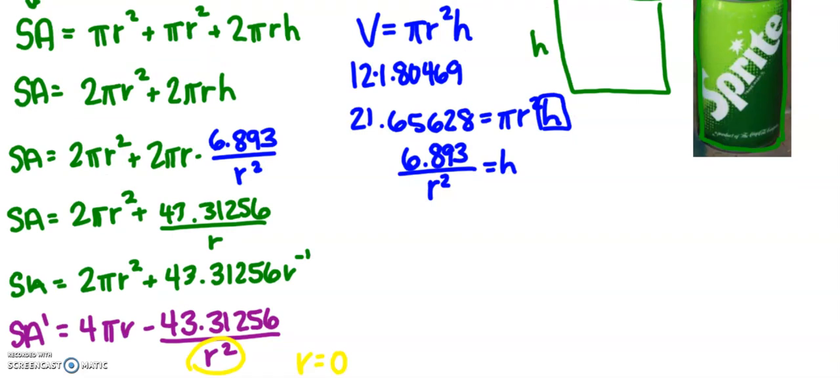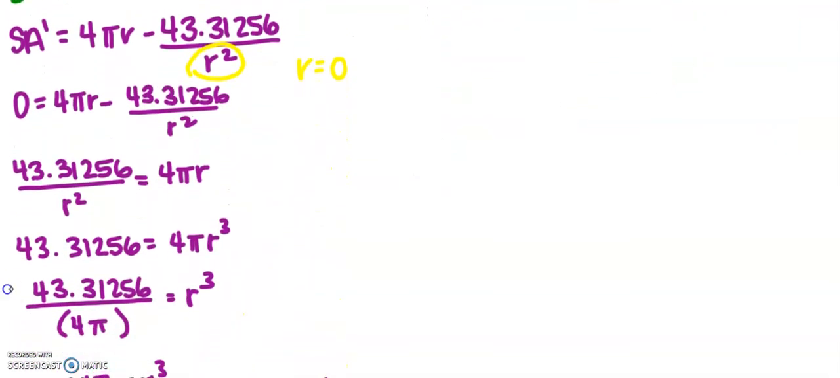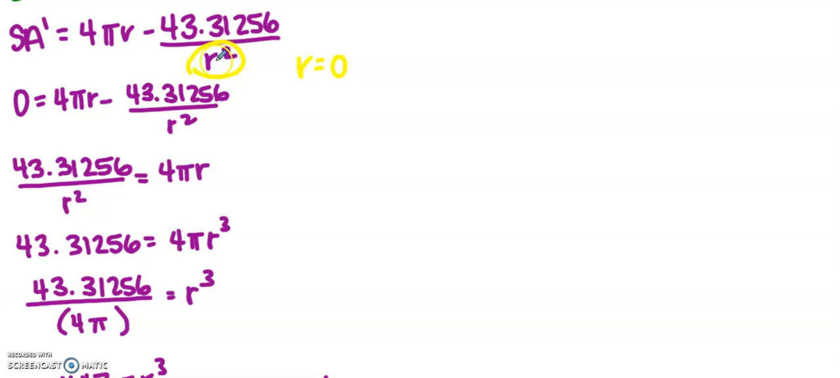All right, let's talk it out. So I'm going to clean this up. 2 pi times 6.893 gets me this 43. R over r squared is just 1 over r. Rewrite that as r to the negative first to make taking the derivative easier. Here's all of my derivative work. I have a critical number when my derivative is undefined, so r equals 0. But that doesn't make sense, because the radius of a can won't be zero.